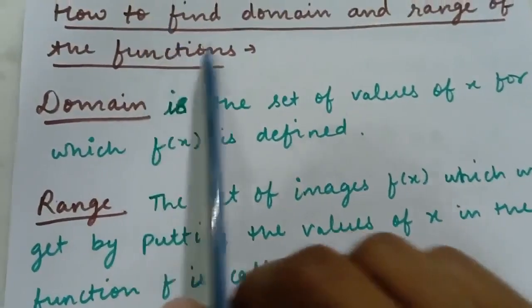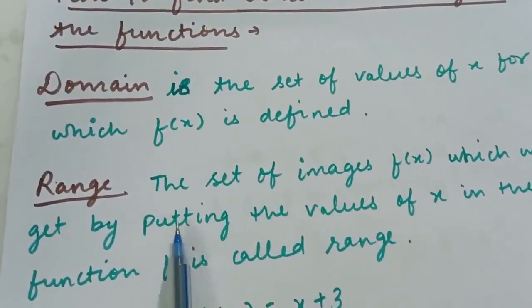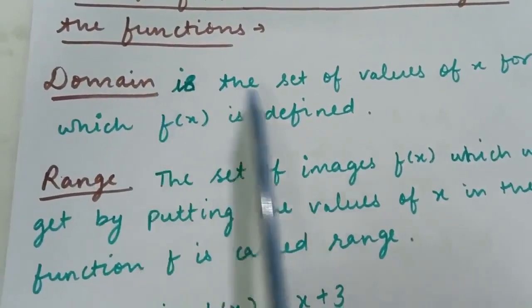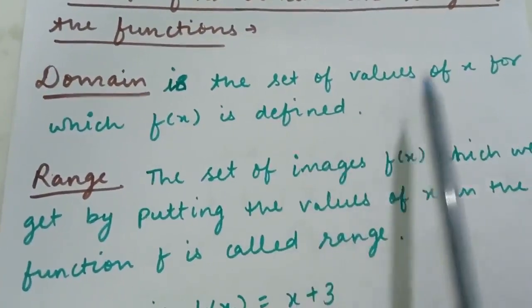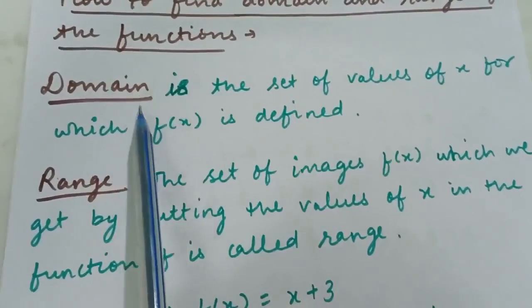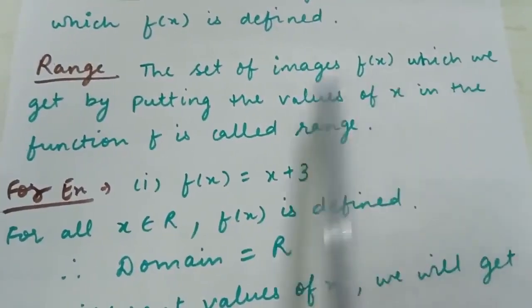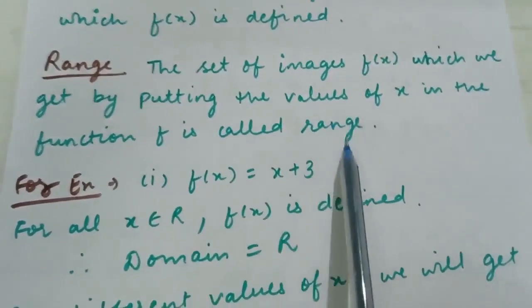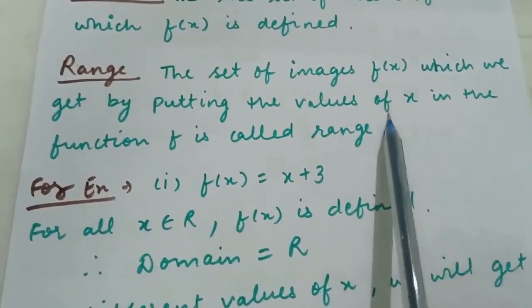First topic is how to find the domain and range of functions. So for this, first of all, we will understand what the domain of a function is and what the range of a function is. Domain is the set of values of x for which f(x) is defined. Those values of x for which f(x) is defined, the set of such values is called the domain. Range is the set of images f(x) which we get by putting the values of x in the function f. Range is nothing but the values of f(x) which we get by putting the values of x in the function.